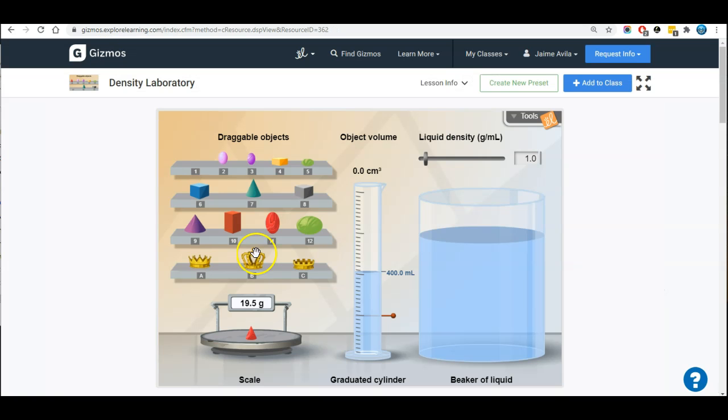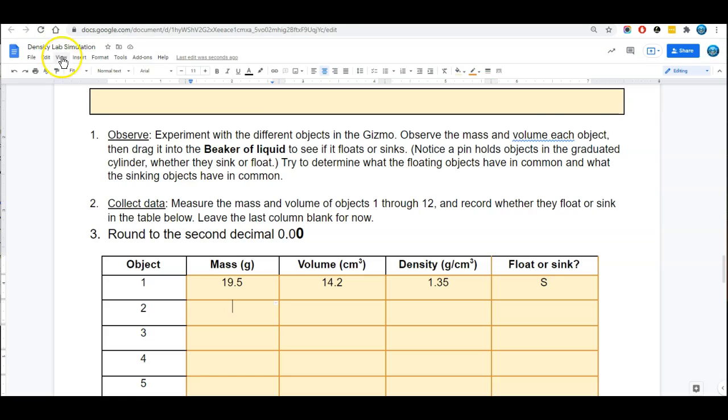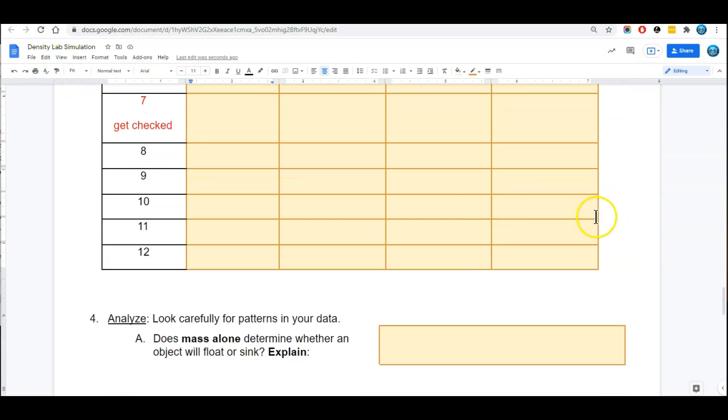Take the next object, put it on the scale. You have to take the other one off, so don't put 2 objects on. So it's 11.1. Put it in here. mLs is 9.7. Take 11.1 divided by 9.7. It'll give you the density. Just make sure, like I said, you take the object off and then do the rest of them. Again, pretty straightforward. Get all the way up to object 12, and then tell me whether it sinks or floats.